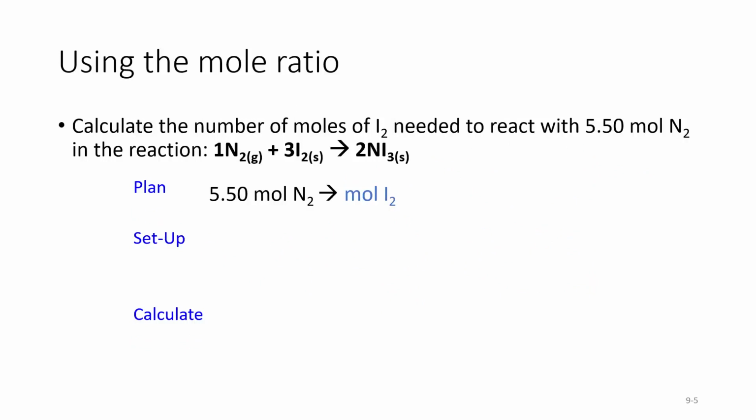Calculate the number of moles of I2 needed to react with 5.5 moles of N2 in that reaction. So I'm going to give you a minute to try to figure this one out, and then once you're done pausing the video and working through the problem, we'll come back and do it together.